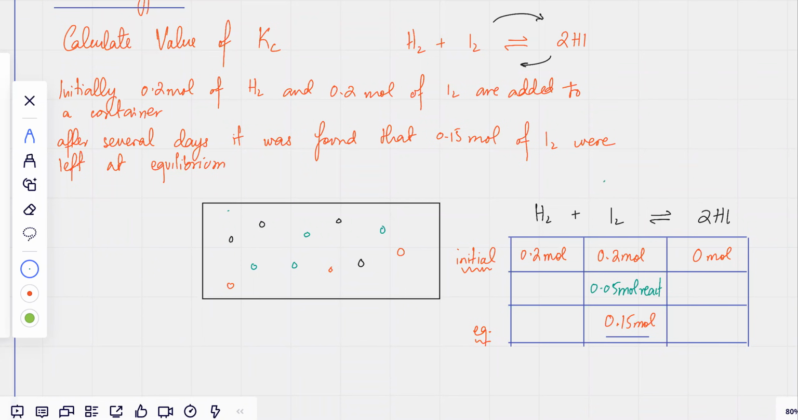That means out of the 0.2 that you had added, 0.05 moles have taken part in the reaction and they've formed HI, because the amount of moles of I2 has decreased. Initially, you added 0.2 moles, but now you've got 0.15 moles. So there's 0.05 moles that are missing. So they must have reacted with H2 and they must have turned into HI. Is this point clear? Yes.